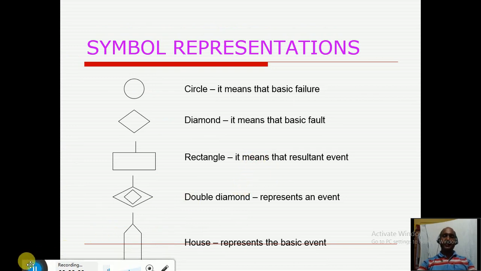Here in fault tree analysis, this is the basic failure. So it means that at the end of this tree, at the root of the tree, we're going to see these circles. Okay, circle is nothing but your basic failure. Diamond means the basic fault. Okay, basic fault. For example, the circuit is failed. Now, what is a circle? Circle means, see, if you put this circuit is failed in this, then we are going to put here wire is cut like that. Okay, rectangle means the resultant event.